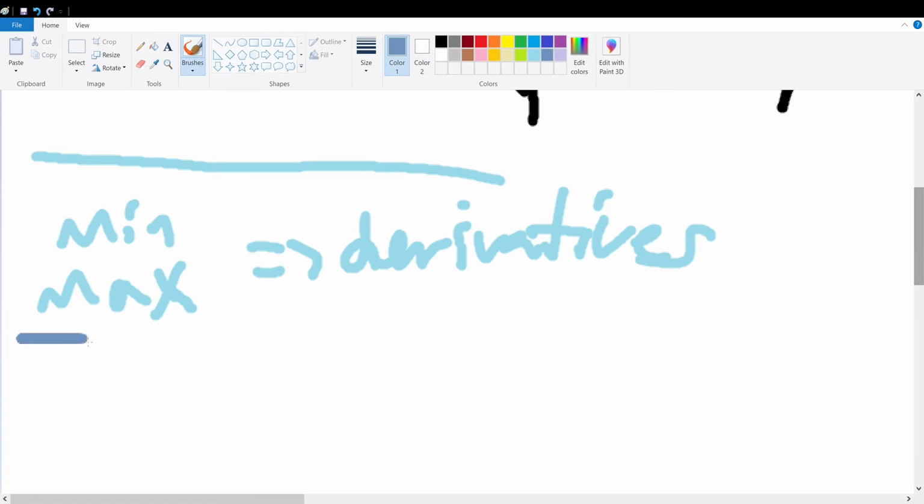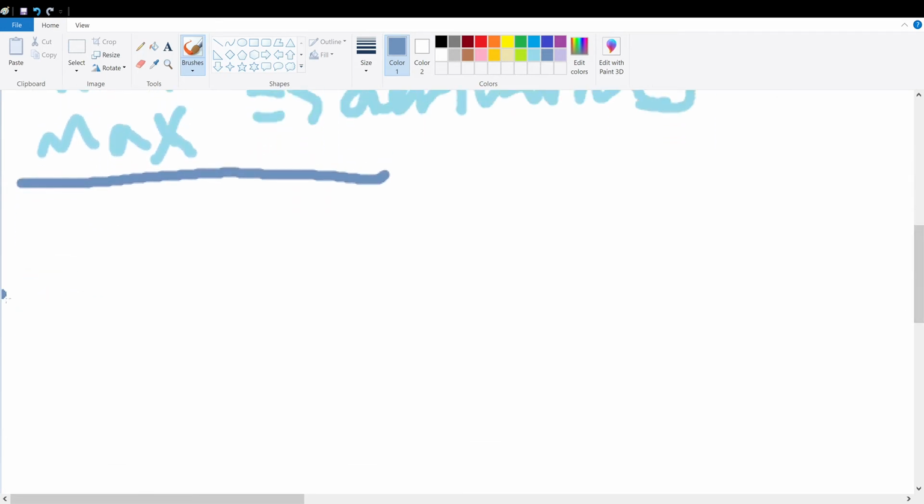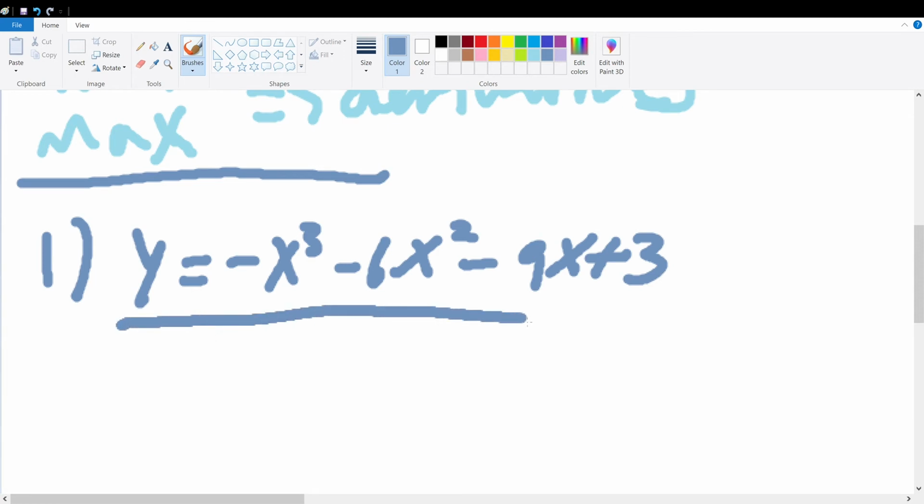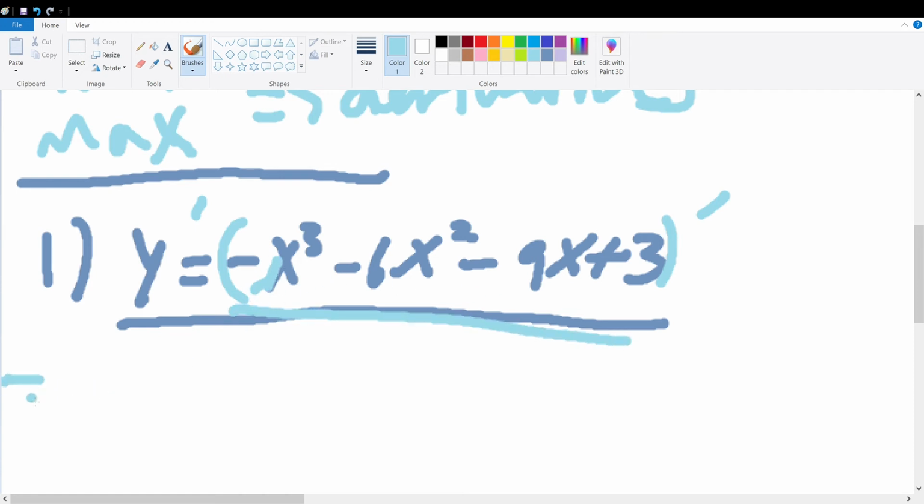So we can start with the first question, and let me scroll down here first. First question, let's say y equals negative x cubed minus 6x squared minus 9x plus 3. For this function, we have to find the minima and maxima. First of all, you take the derivative of both sides. The derivative of this equation will be negative 3x squared minus 12x minus 9.